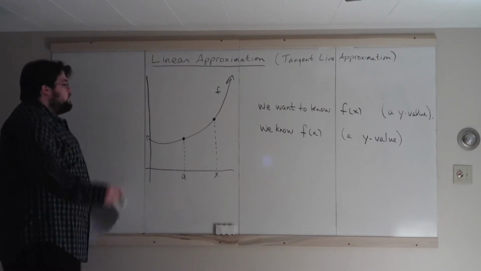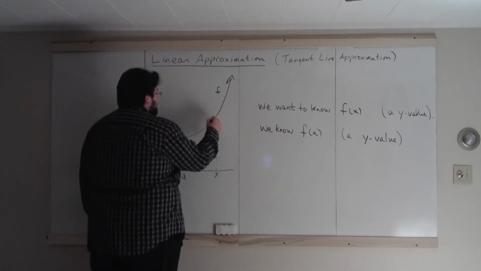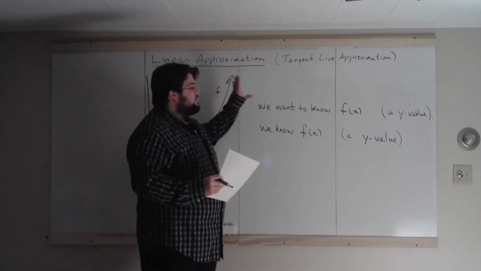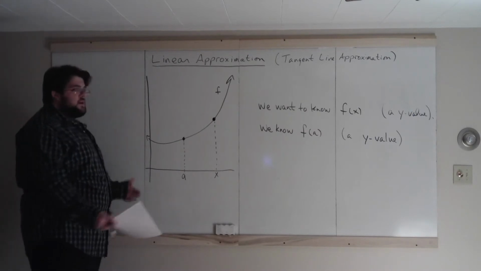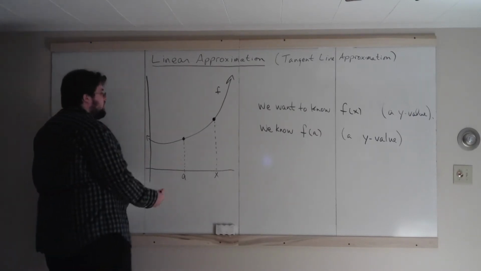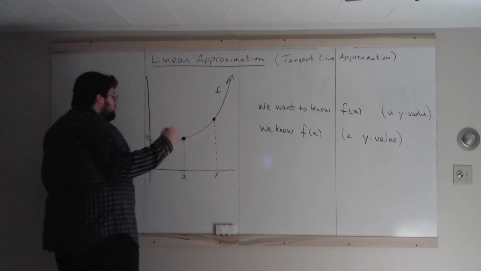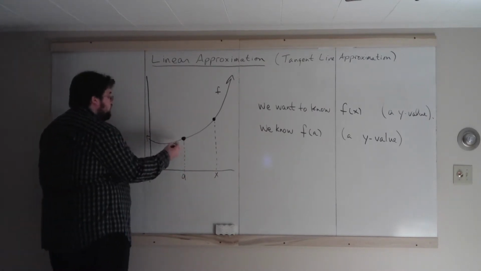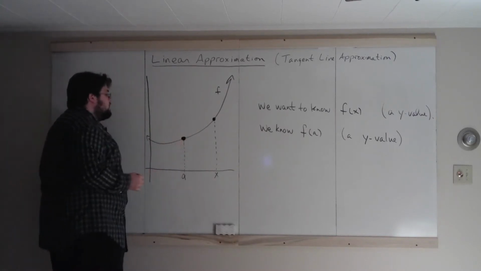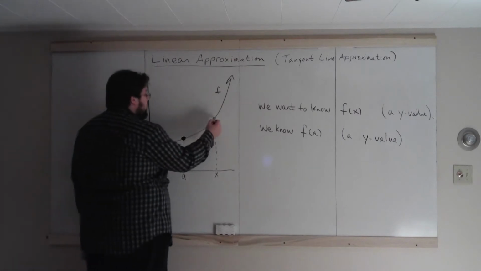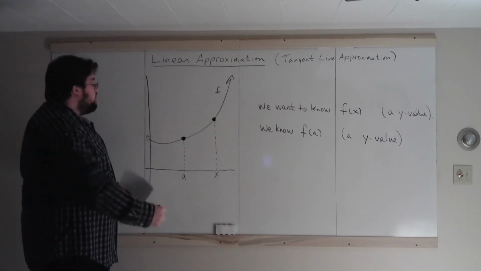Now, what we want to know in this example is this y value. We want to know f of X. We do know, and in the examples we will know, a certain value close to X. I'm going to call it A. We know exactly how to find this point. We know everything we want to know about this point.